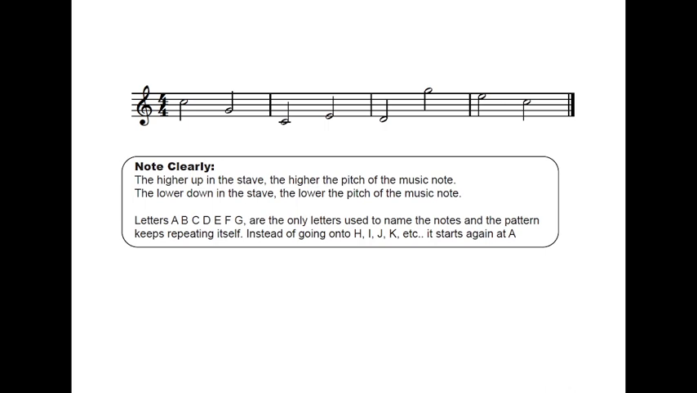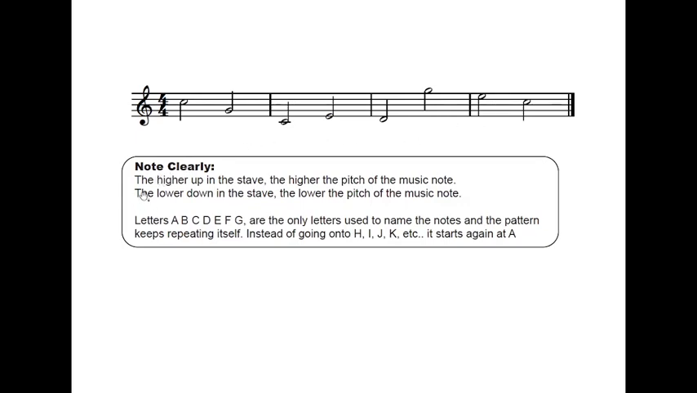Now, this you see is an example of the staff. The line is where we write the music. It is what we call staff. So this is an example of a staff.